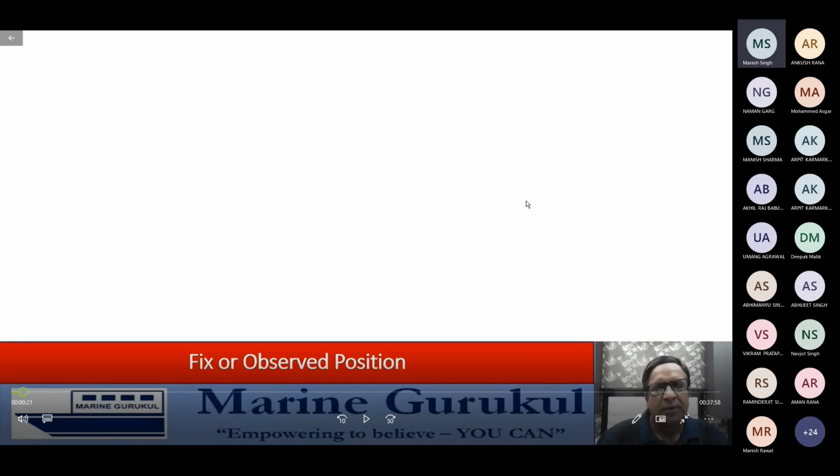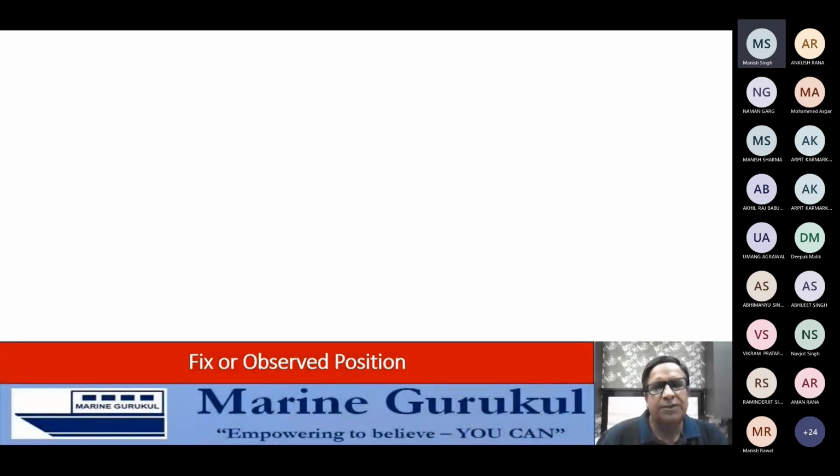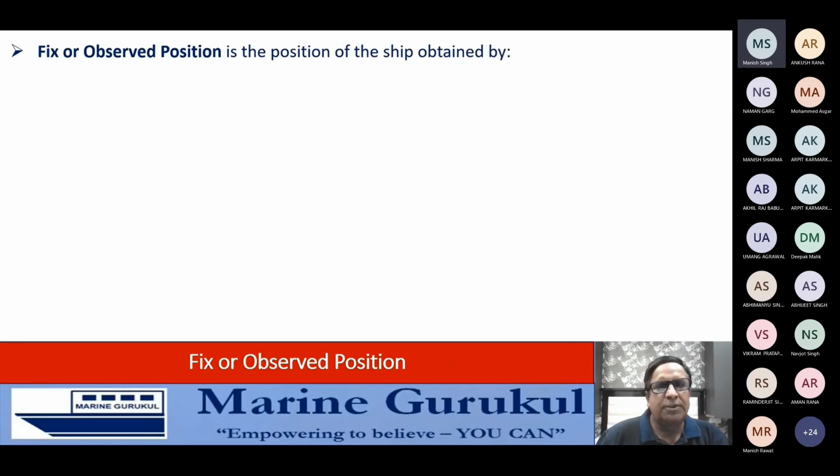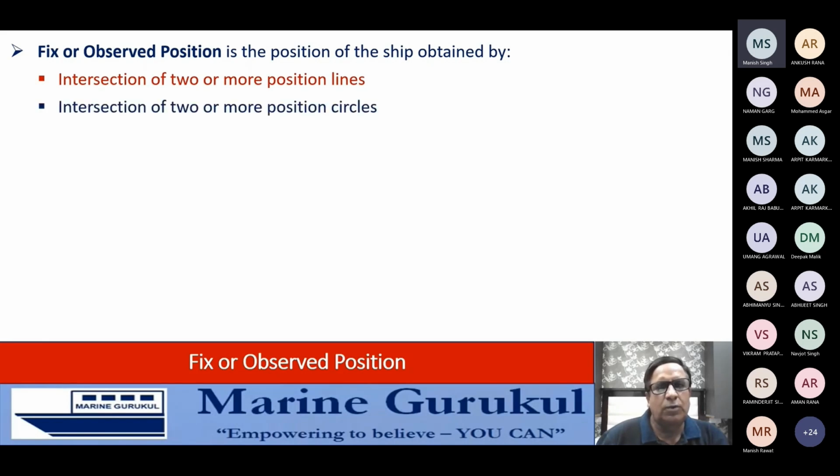It's working fine. Okay, the first one is fix or observed position. This is the position of a ship that is obtained by intersection of two or more position lines, intersection of two or more position circles, intersection of one position line and one position circle.